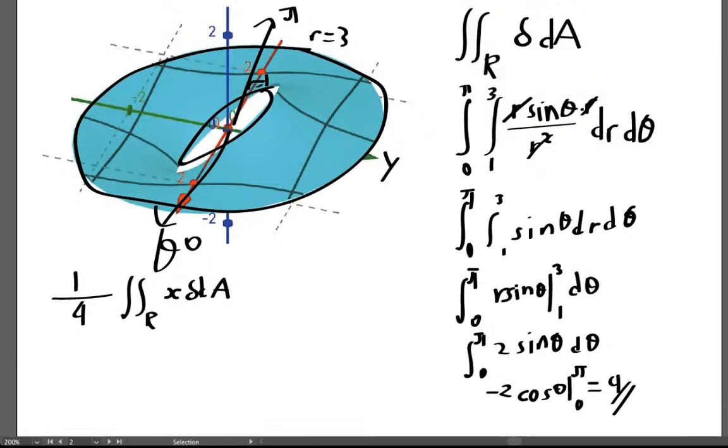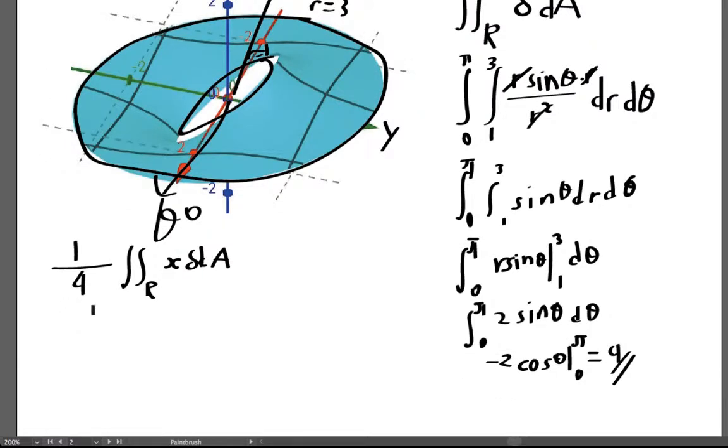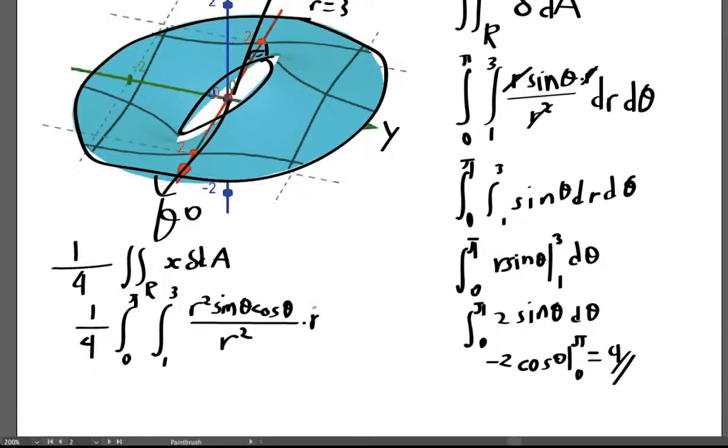But in here I would just write this down as a quarter of the integral from 0 to pi, the same stuff from 1 to 3. And then this here is going to be xy. But then I want this in terms of r. So I would get an r squared sine theta cosine theta, divide the entire thing by r squared, and multiply by r. Okay? dr d theta.